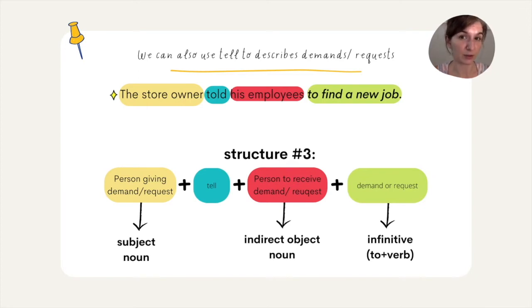The subject is the person who does the verb, so he's doing the telling. There's the person that receives the telling, which is the indirect object or noun. And finally, we have the demand or request, which is always written in the infinitive form, which is the to plus a verb. So for example, to find or to stop or to continue.